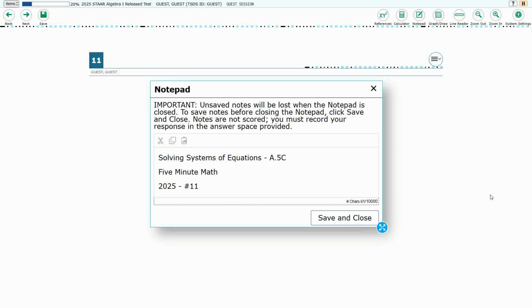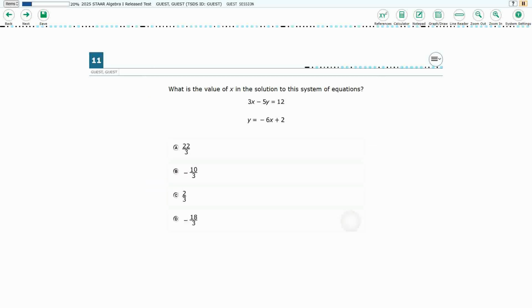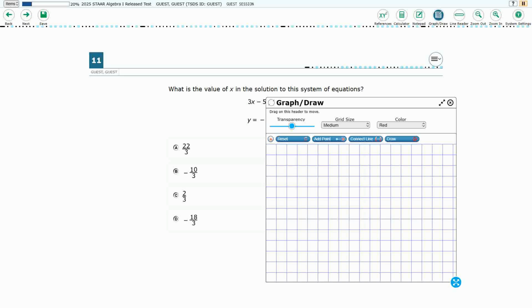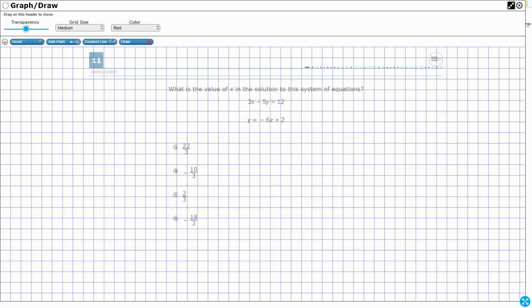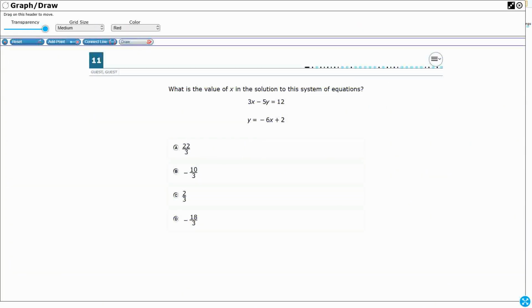Today we are looking at the Algebra 1 concept of solving systems of equations. This is standard A.5C in the great state of Texas, and we are using item number 11 of the 2025 released STAAR test. If you haven't done so already, please take a moment to pause the video, work this problem out on your own, unpause it, and we will look at our answers together.